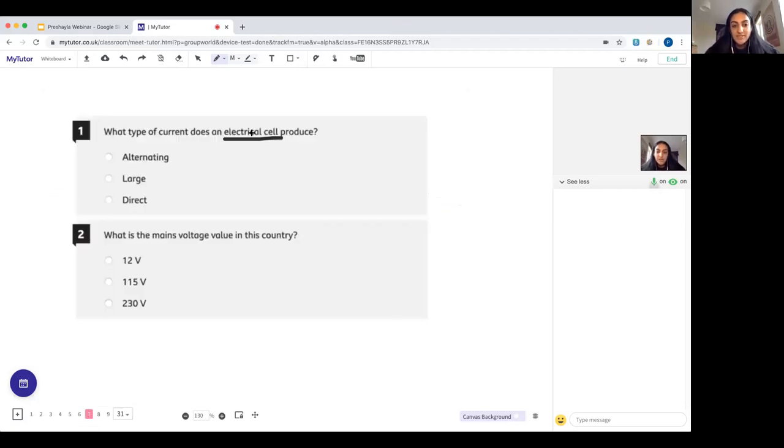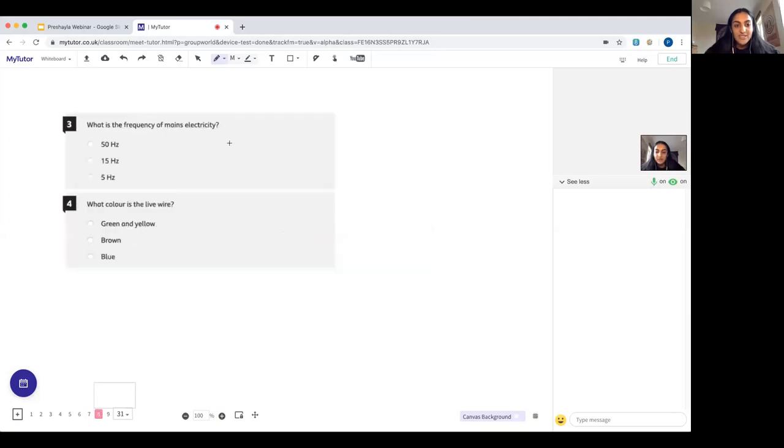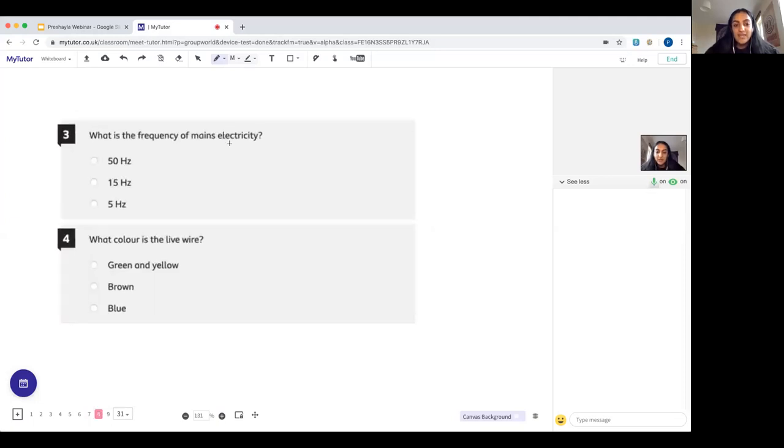So the answer to this one, because it's a cell, we produce direct current. And the answer to this one is indeed 230 volts. Okay. So the next question is, what is the frequency of mains electricity? And what colour is the live wire? So I'll give you another minute for this one.